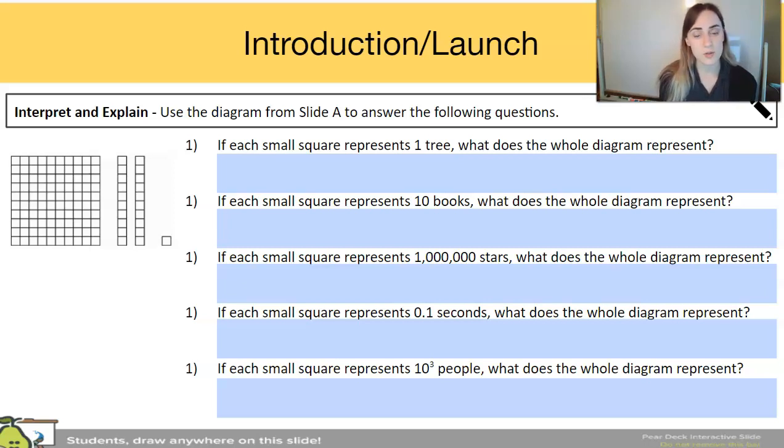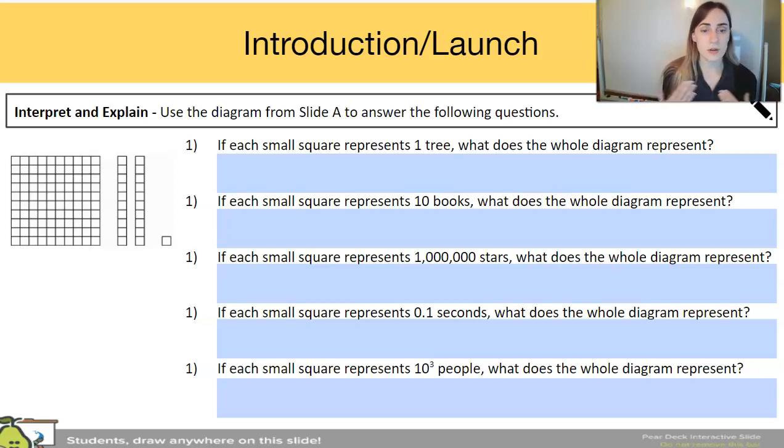If each small square represents 1/10 of a second, what does the whole diagram represent? If each small square represents 10 to the third power people, what does the whole diagram represent? So now you're going to hold in your mind some things that you noticed about this diagram, and you're going to respond to each of these questions.